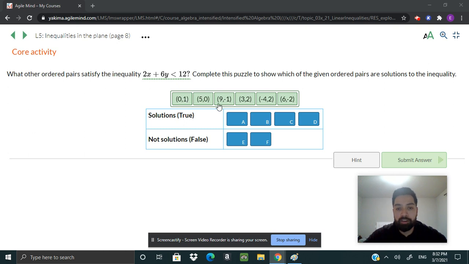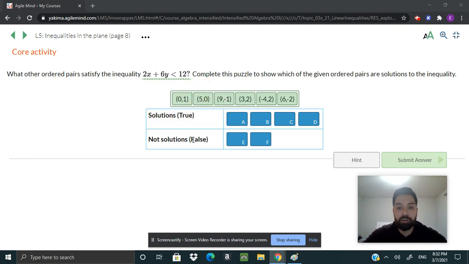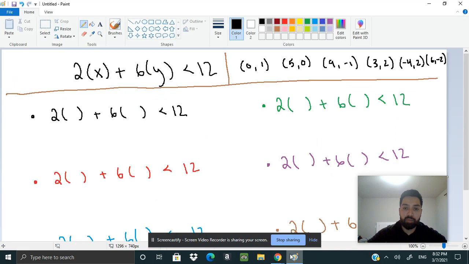So they give us some ordered pairs to test out here. We're going to take these ordered pairs and substitute them into the inequality to see which ones are true and which ones are false, and that would tell us which ones are solutions and which ones are not. So I have everything set up over here. We're going to take a look. Here are all the ordered pairs that were given to us. We're going to see if these are true or not.